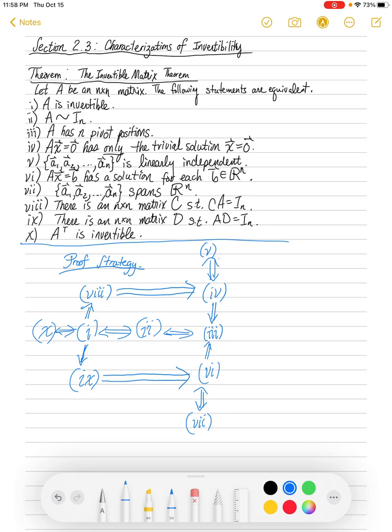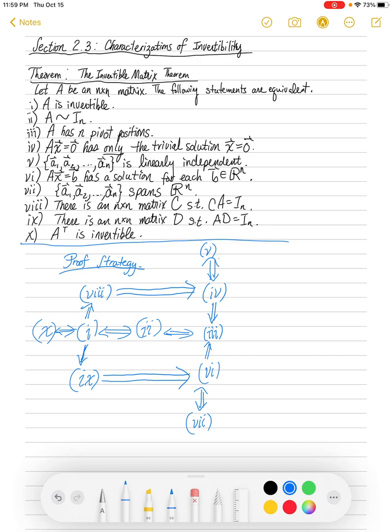Let's say you have an n by n matrix, so a square matrix. Then the following statements about this matrix are all equivalent. So first of all, A is invertible. What are alternate ways of saying A is invertible? Number one, A is invertible. That's the main statement. Another way of saying this: number two, A is row equivalent to the identity. That means A can be row reduced to the identity. Number three, A has n pivot positions.